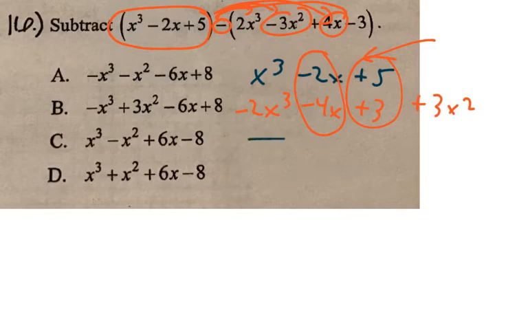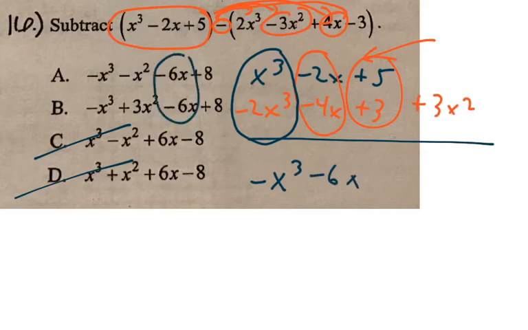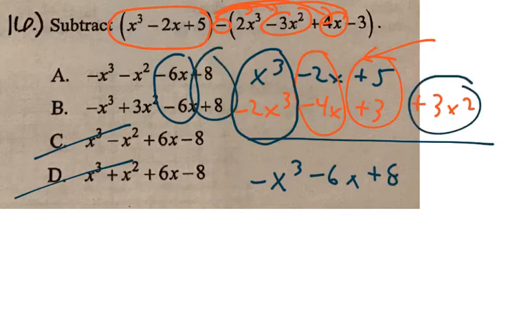And let's see what our final result is. x cubed minus 2x cubed is minus or negative x cubed. So C and D are obviously wrong. Minus 6x. They both have minus 6x. Plus 8, they both have plus 8. A plus 3x squared, though, only exists there. So that's why the choice is B.